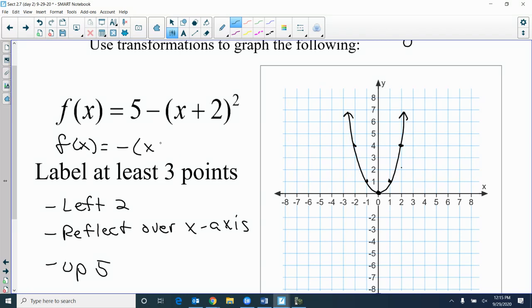Now, it might help if you just rearrange that. You don't have to, but sometimes when you throw that 5 in front, you're not used to that, and so some people want to think it's a multiplier. You're just adding that piece. So you can think about it as negative (x plus 2) squared plus 5.